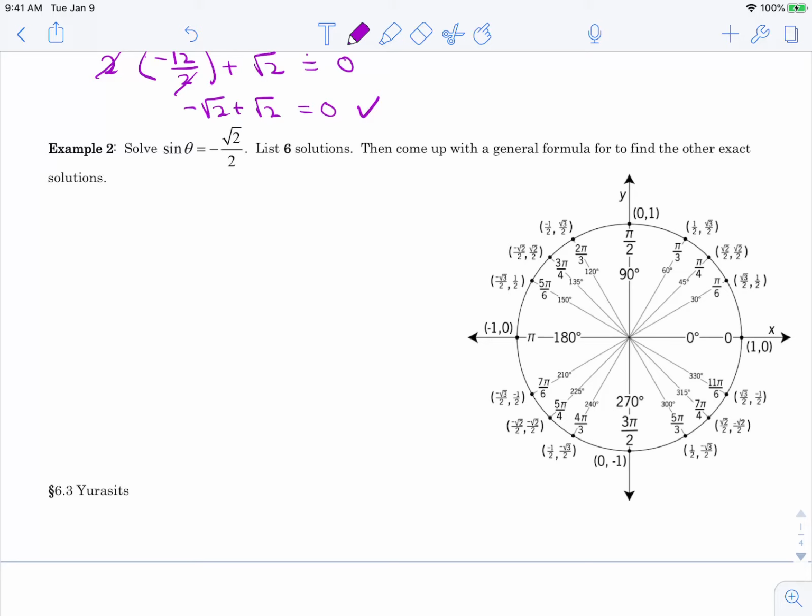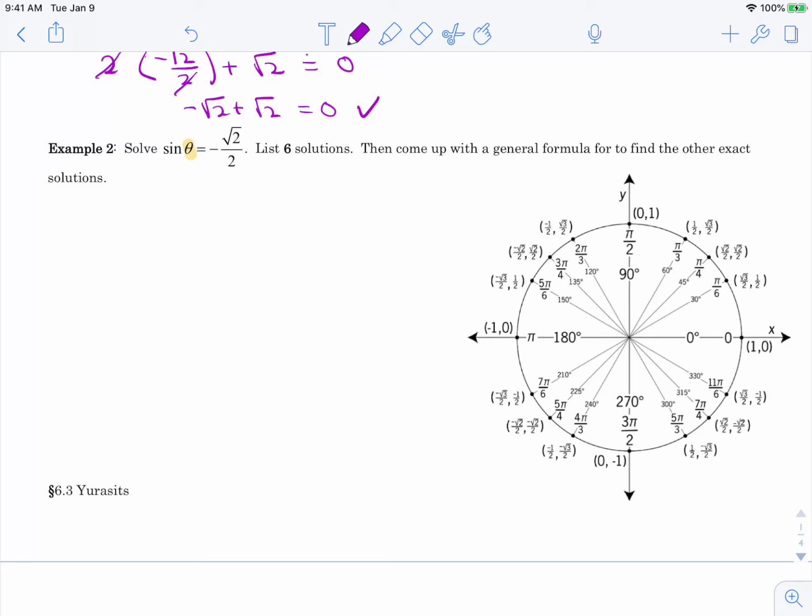Now we're going to actually start solving. And what we're going to be solving for throughout this entire unit is your theta, okay? So you're solving for an input. So it takes a little bit more work than just solving for x, because x wasn't always attached to a function.